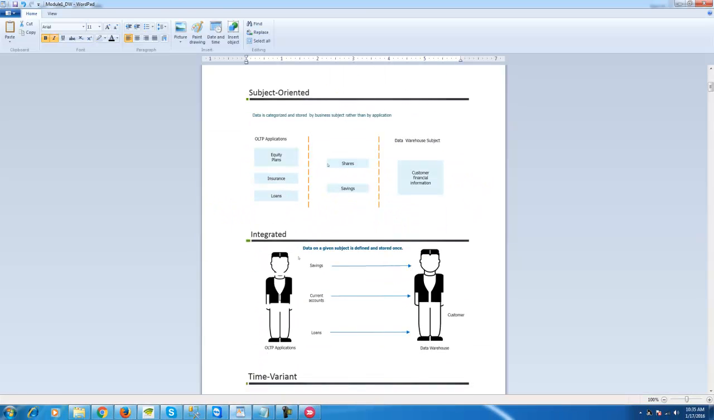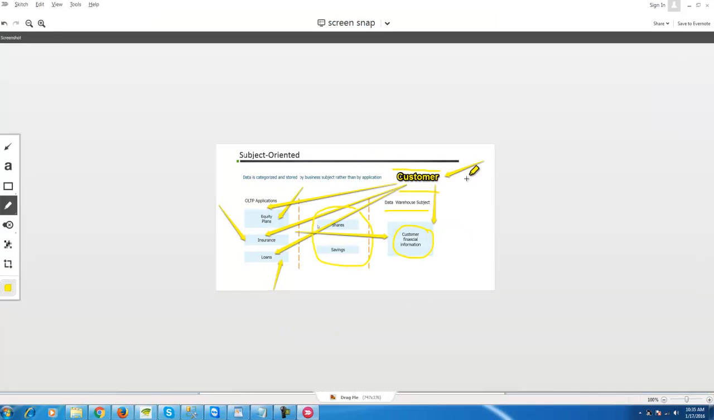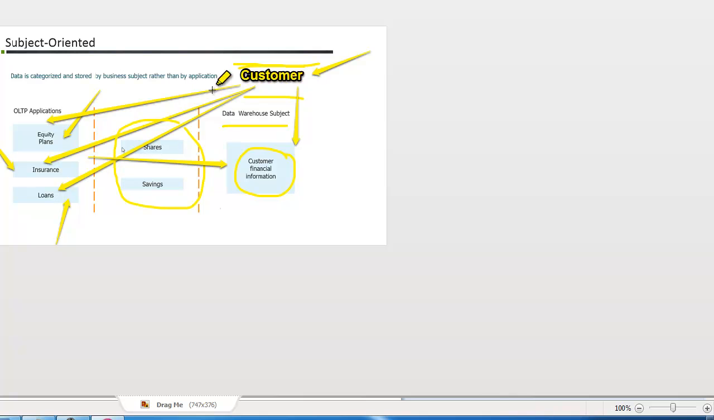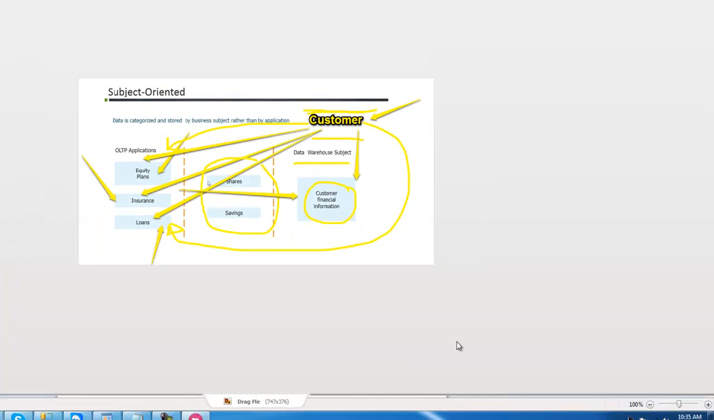The second thing is integrated. As I mentioned, integration is basically when I was talking about a single customer, and we were talking about the shares and savings plans and all what he has. The integration is more about customer information. So the customer has an address, and that address will be available over here. But when he has taken a loan, it might be present here with a different address.